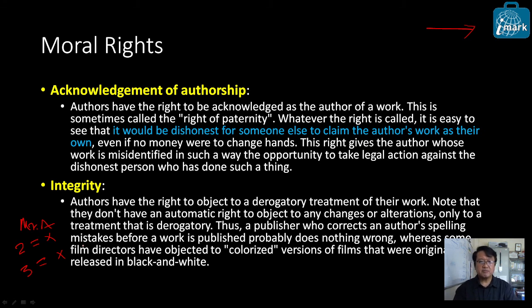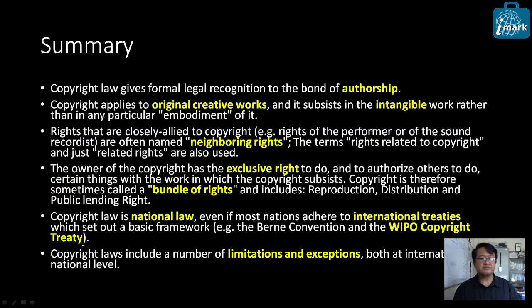Okay. For example, some filmmakers, when their works are reproduced in color form, they object to that because they want their work to be in black and white. When it is reproduced in color form, they object because the integrity of the work, which is meant to be black and white, is compromised. So these are the things that come under moral rights, which are basically inalienable.